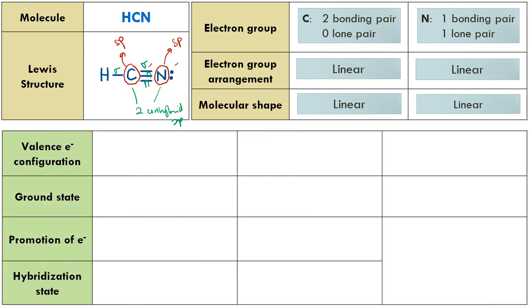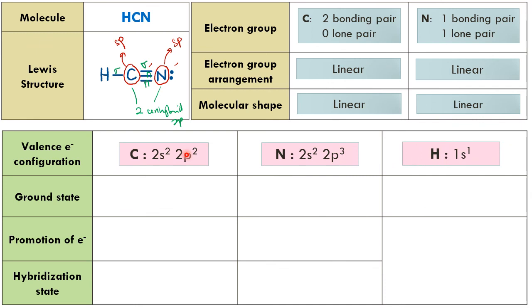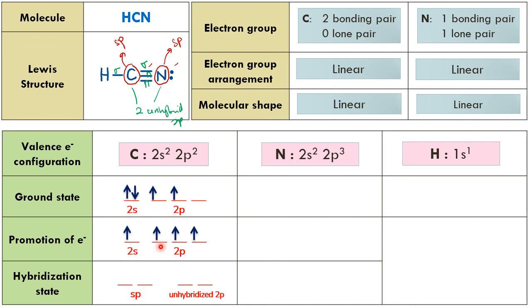Okay. So dekat sini kita akan ada 3 kotak. So satu untuk carbon, nitrogen and hydrogen. So draw all the ground state. Okay, ground state untuk carbon. Promotion of electron for carbon. And then carbon akan gunakan dua orbital dekat sini. So this 2s and 2p orbital. So ada sp dan dua unhybridized 2p like this.